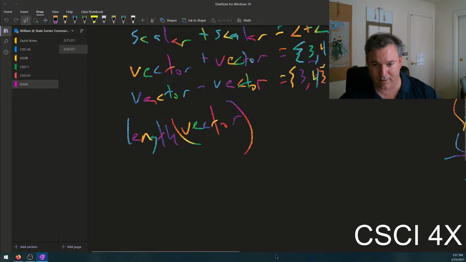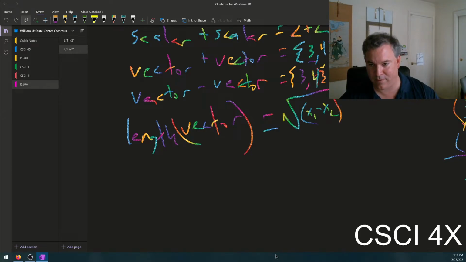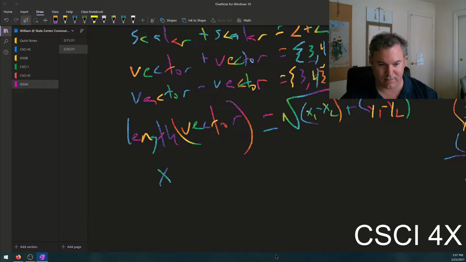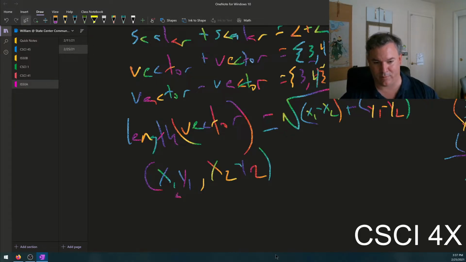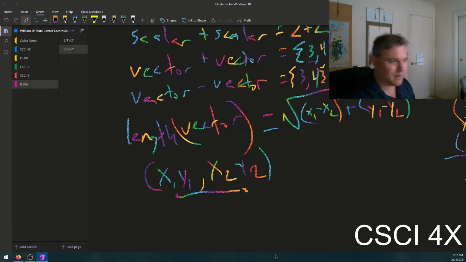So the length of the vector is equal to the square root of one endpoint minus the other endpoint's x parts squared, added to y1 minus y2 squared. If you have a vector like x1, y1, comma, x2, y2, it's got 2 points. That's a point, that's a point. The distance between them is computed with that.